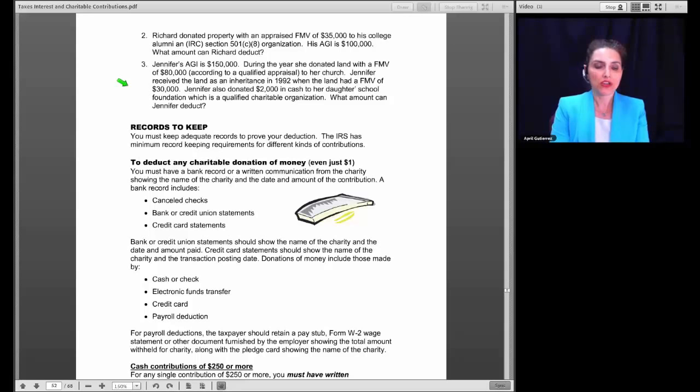In the same year, she also made a $2,000 cash donation to her daughter's school foundation, which is a qualified charitable organization. What is the amount that Jennifer is allowed to deduct? Remember, her AGI is $150,000. What is the amount she's going to be allowed to deduct?